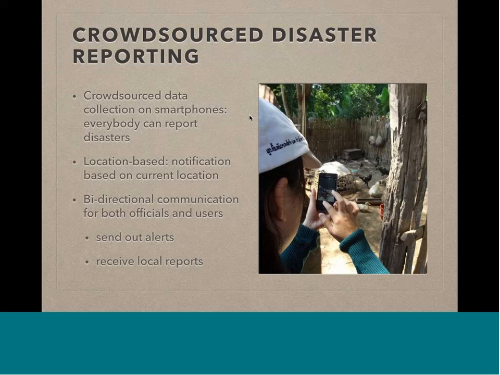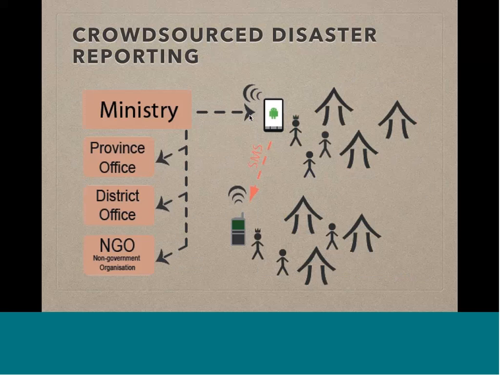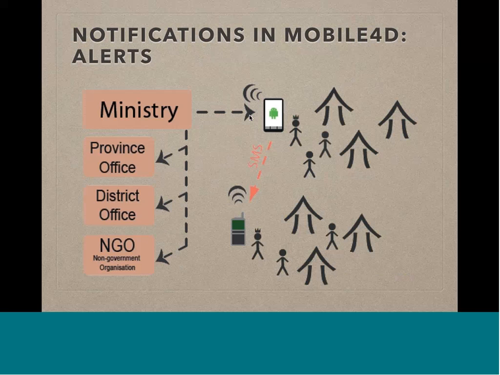So you see, the main thing that Mobile 4D works with is sending out notifications, informing people about things that happen in their vicinity, informing administrative officers, for example, about things that happen under their responsibility, and giving them the opportunity to send out alerts to the people that should be notified. This is a schematic representation of all this.